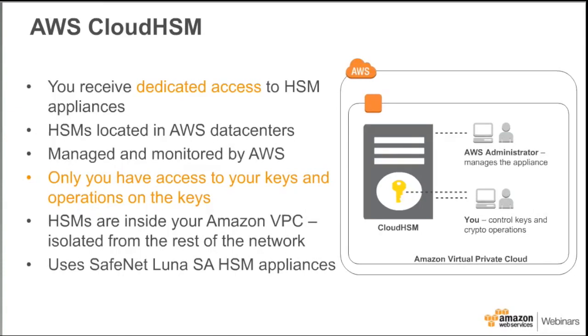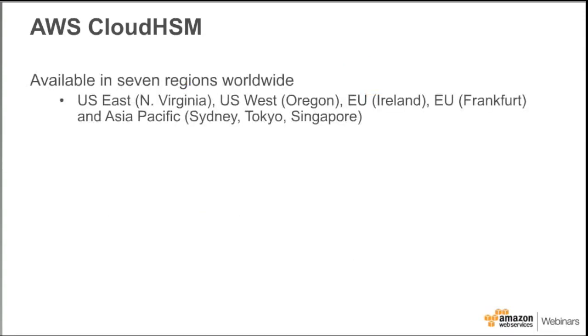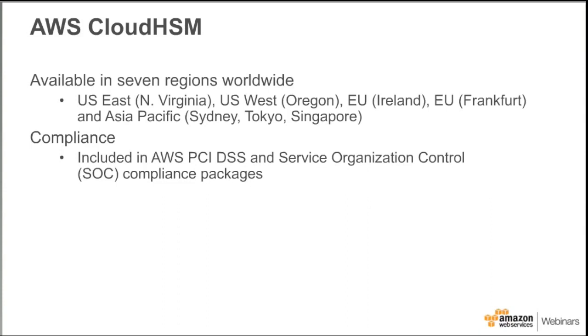Now, these HSMs are provisioned inside your virtual private cloud so that you have some segregation and network security. You can connect these devices into other systems that are on premises inside your VPC. And these devices are actually provided by SafeNet, their Luna SA appliances. CloudHSM is available in 7 regions worldwide, with more on the way. CloudHSM is included inside our existing PCI DSS report on compliance, as well as the SOC compliance package.